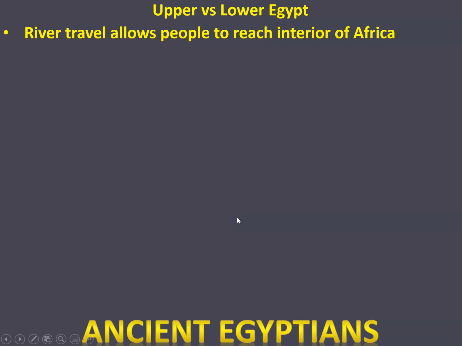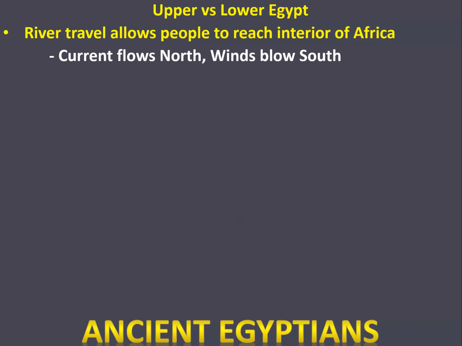River travel along the Nile River allows people to reach the interior of Africa. What's nice about the Nile River itself is it's pretty easily navigable. The current goes from the southern part of Africa and flows north. So if you want to hop in your boat and just put it in the river in Ethiopia, it'll eventually spit you out in the Mediterranean Sea.